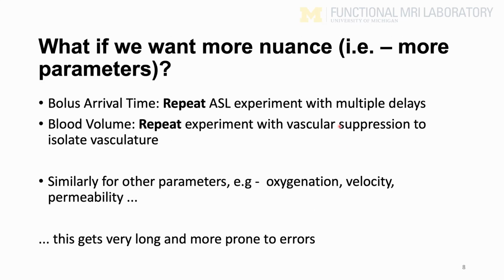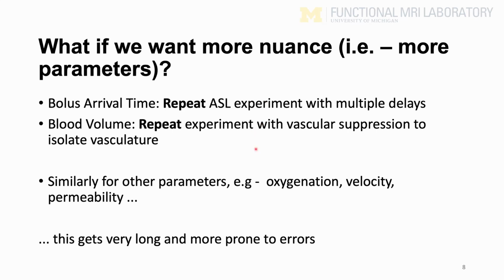So we can get more nuance. We can get more things like the bolus arrival time. How long does it take for that bolus to even get to the tissue? And that tells you about the health of the larger vasculature. You can quantify the blood volume, what fraction of a voxel is in the arteries and the veins. And each time you do this, you have to repeat the experiment and vary one parameter at a time. So it can get pretty slow.